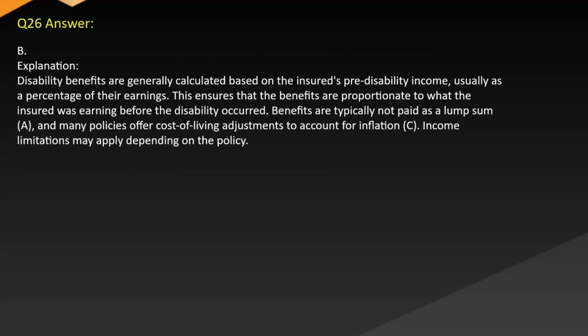Answer. B. Explanation. Disability benefits are generally calculated based on the insured's pre-disability income, usually as a percentage of their earnings. This ensures that the benefits are proportionate to what the insured was earning before the disability occurred. Benefits are typically not paid as a lump sum, and many policies offer cost of living adjustments to account for inflation. C. Income limitations may apply depending on the policy.